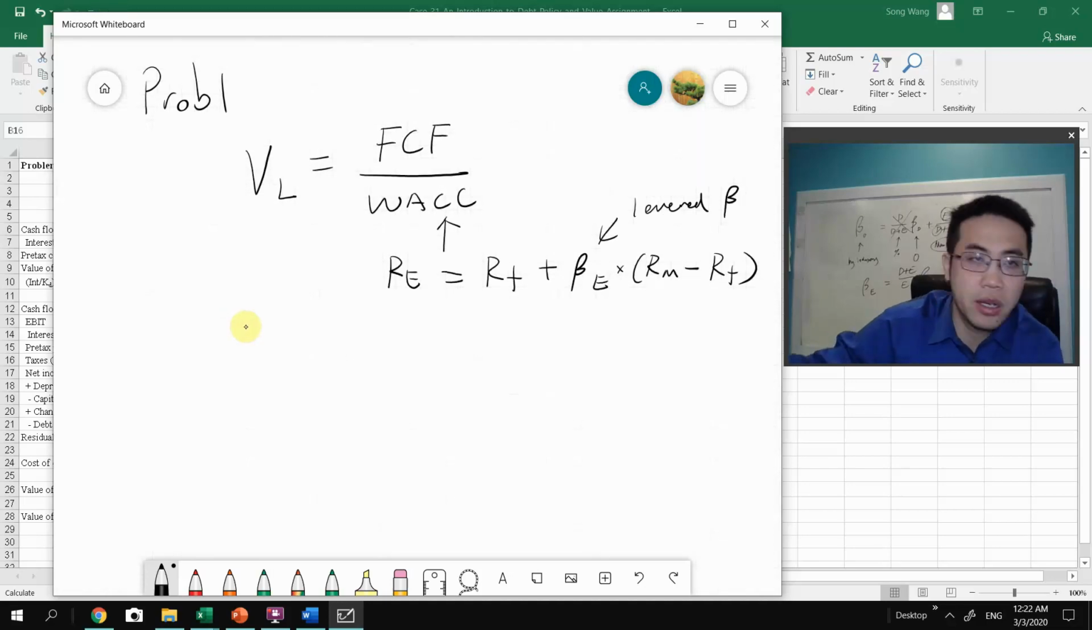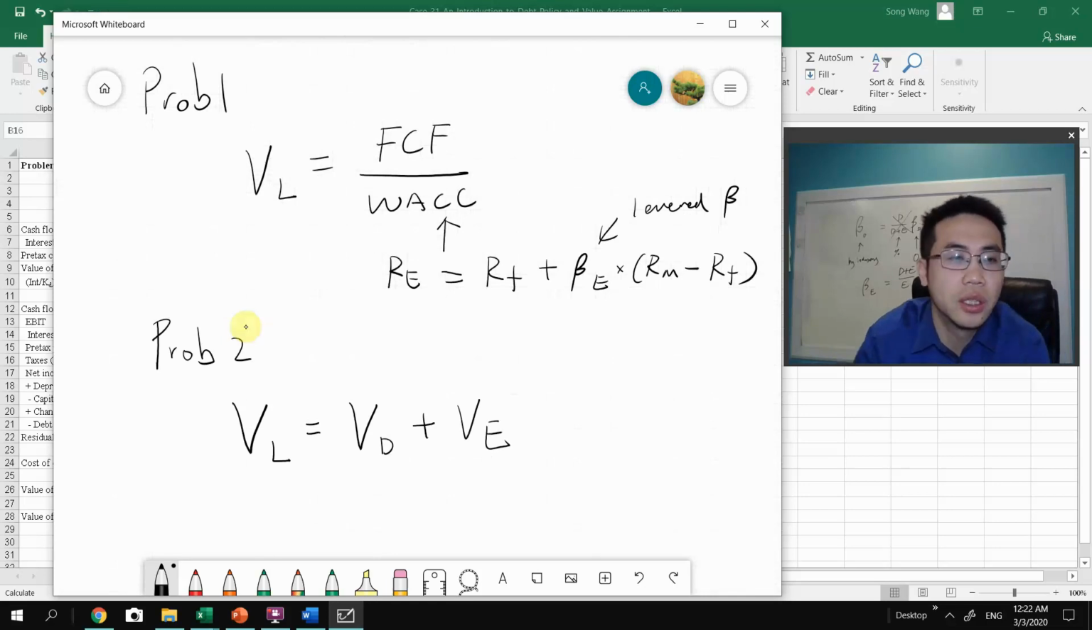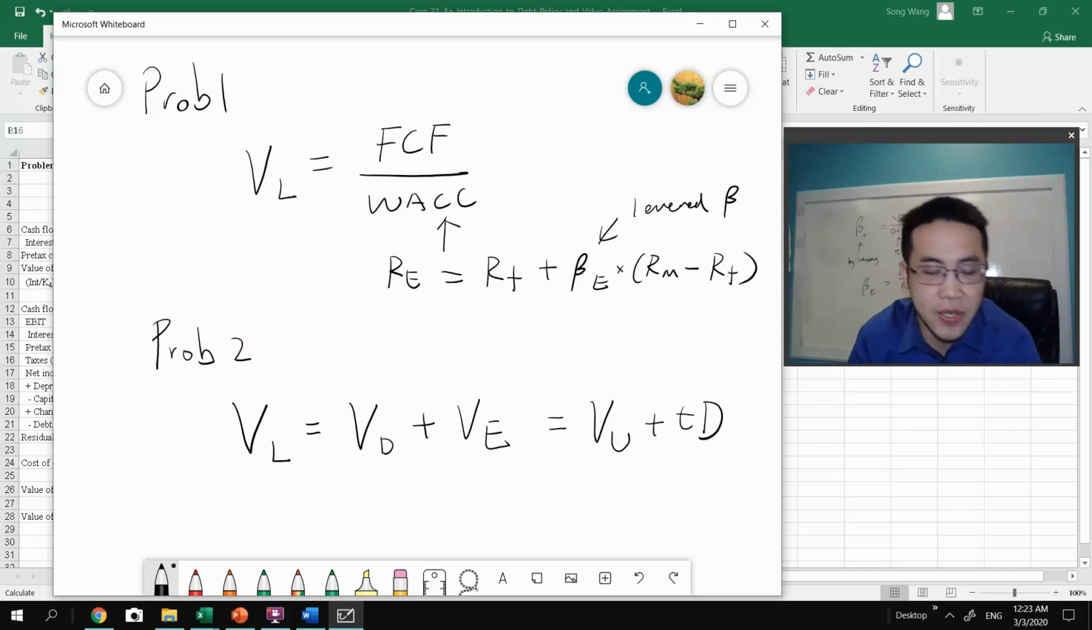And in problem set 2, we are still trying to solve for the value of a levered firm, but this time we're going to make it equal to the value of debt plus value of equity. All right, and also you can solve it by using the value of an unlevered firm plus t times the level of debt.